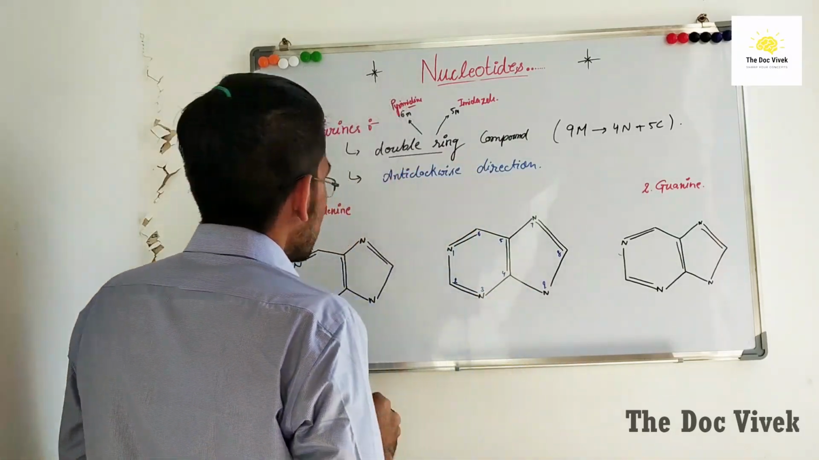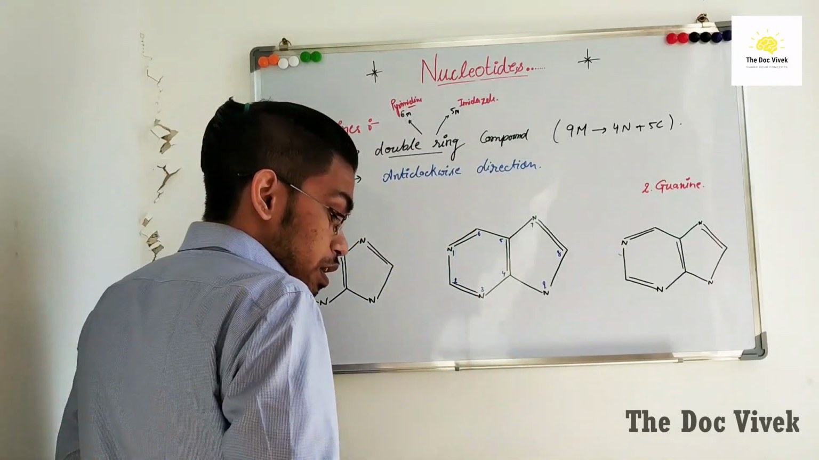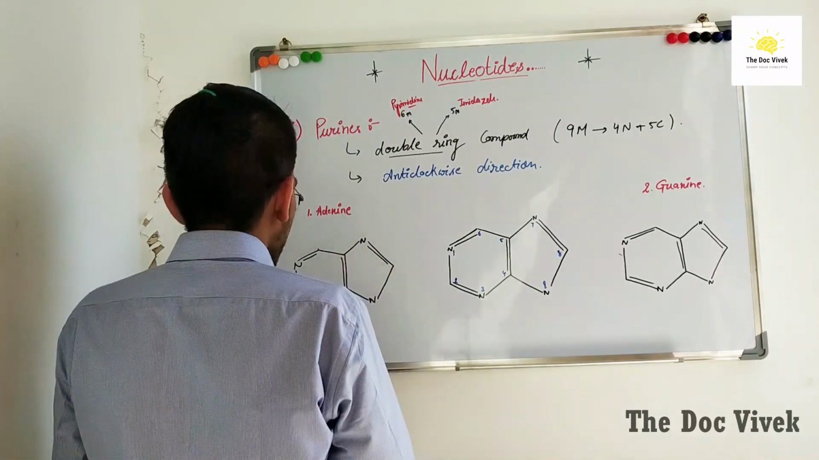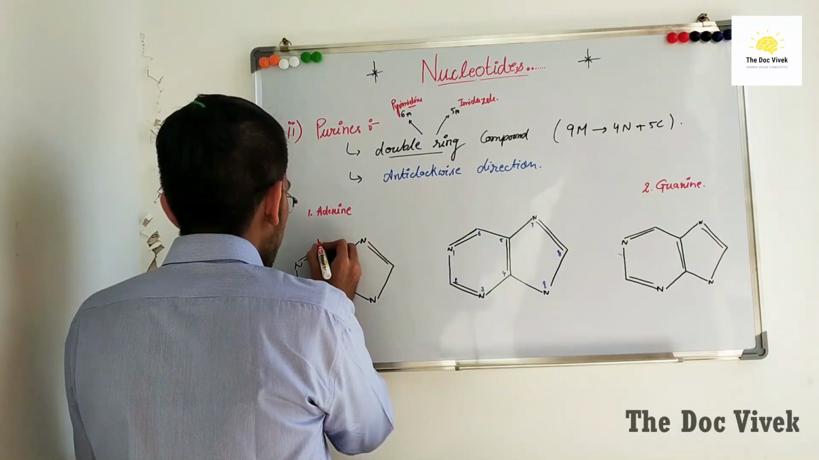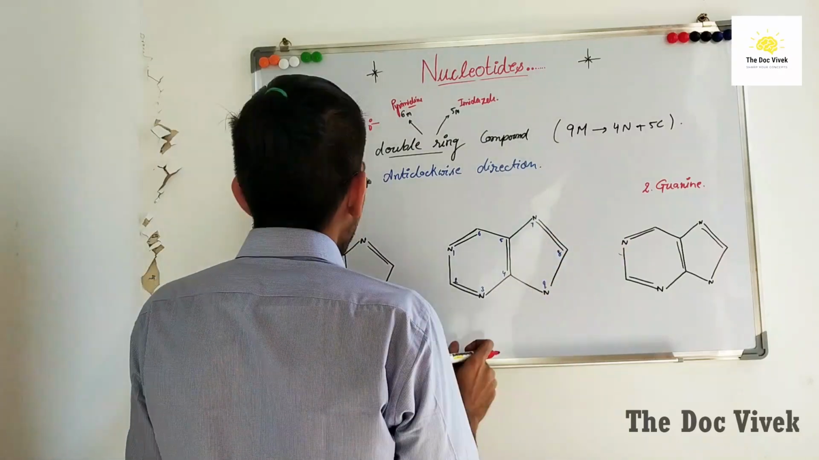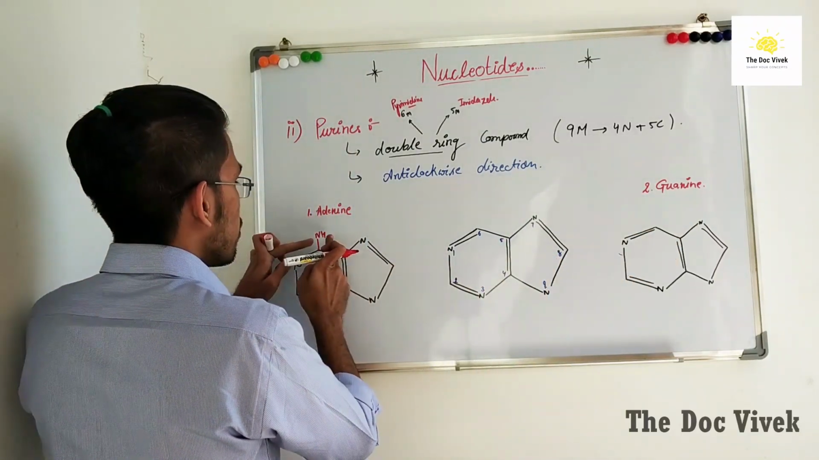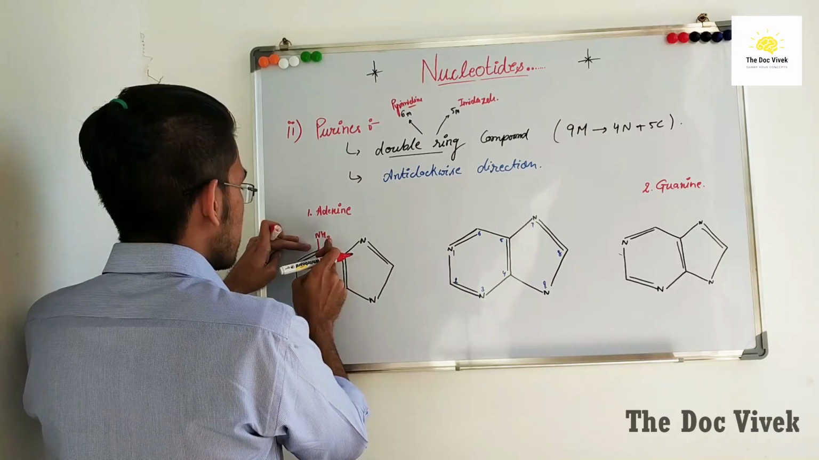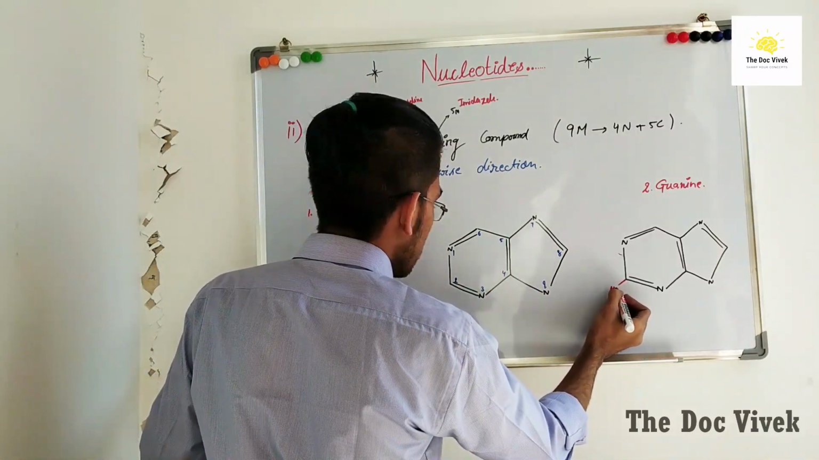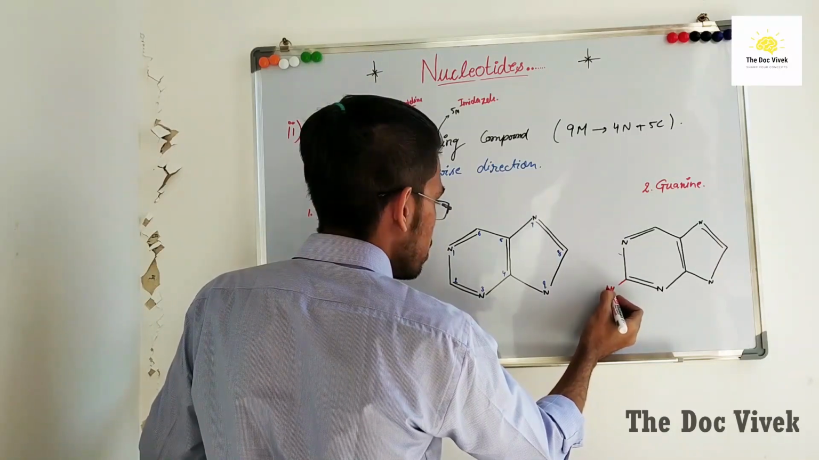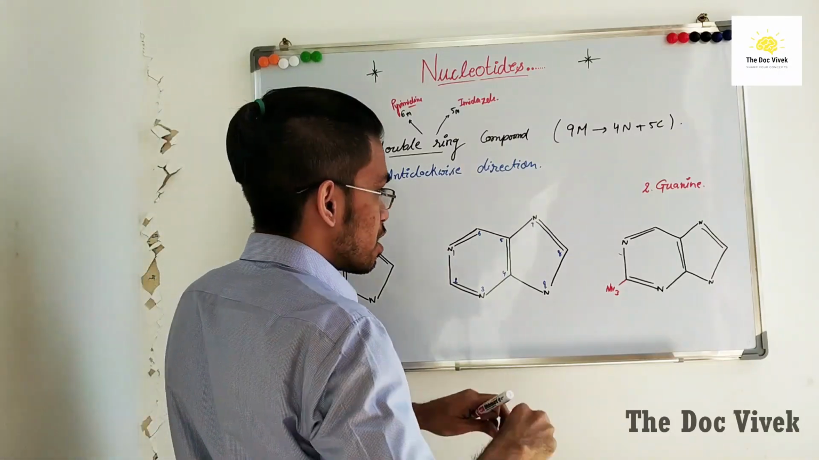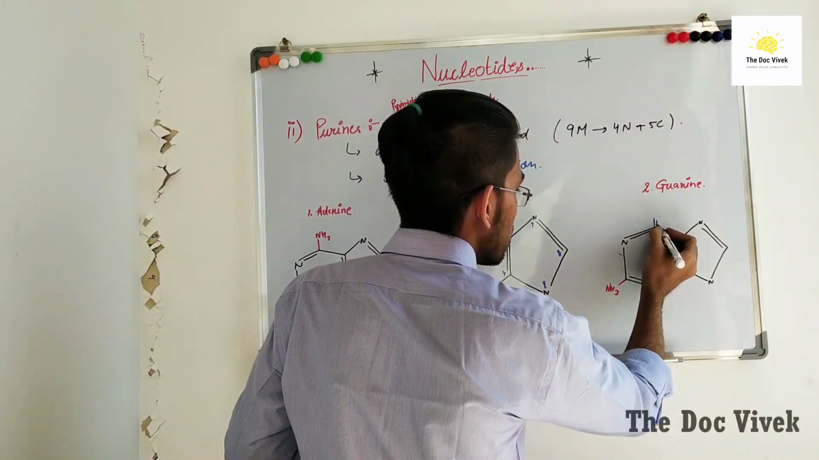So this is the general structure of purines. Now let's talk about adenine. Adenine contains one amino group at the 6th number carbon. But in case of guanine, we will transfer this amino group from this position to the 2nd number carbon. The amino group is replaced here and the position of the amino group is taken by the oxy group.